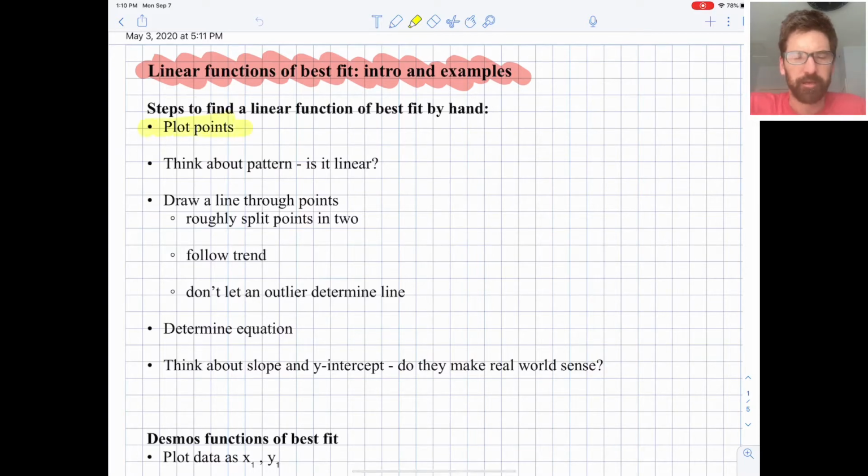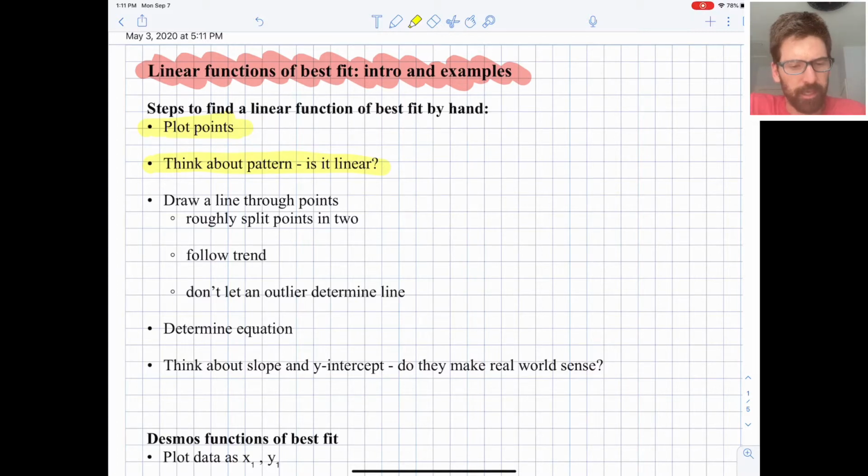First, you definitely have to plot your points. Okay, so I'm assuming you have some x and y data. You're going to plot your points. And then I don't want you to just assume that you're going to find a linear function of best fit. Actually look at the data. Does it look like a linear pattern? Okay, and if it's not, then choose a different function to consider.